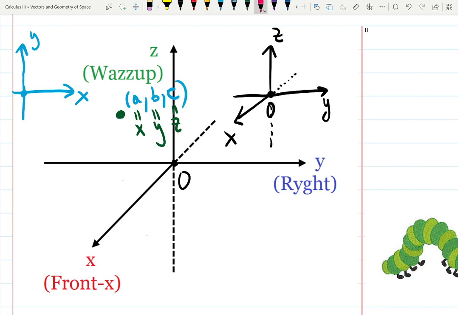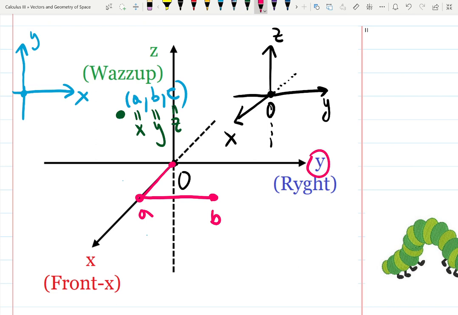A means how many units I'm moving on the x-axis from 0. If A is positive, I'm moving to the front. If A is negative, I'm moving to the back. So it's just negative front. B is how much I go to the right, if it's positive, or left if it's negative. So I'm going to the right, if it's positive, to B.